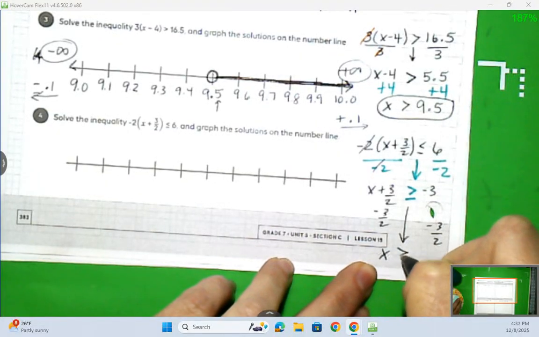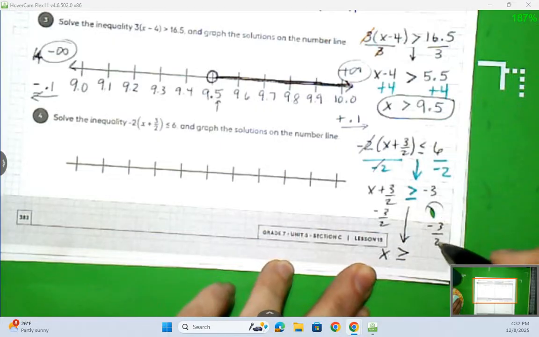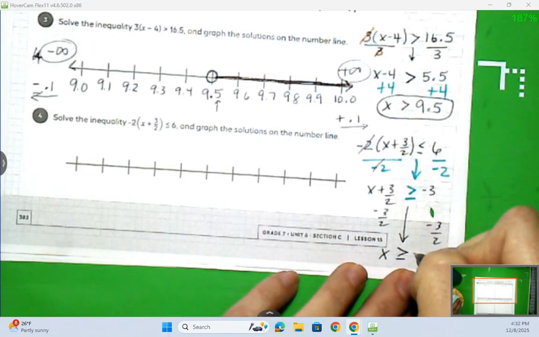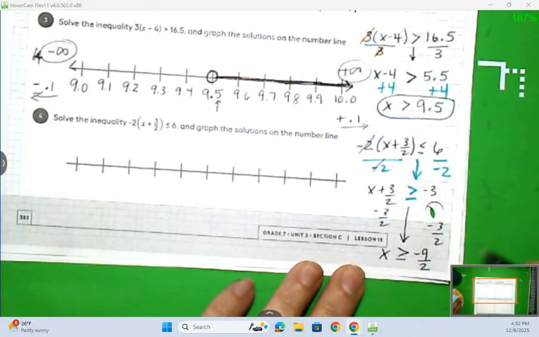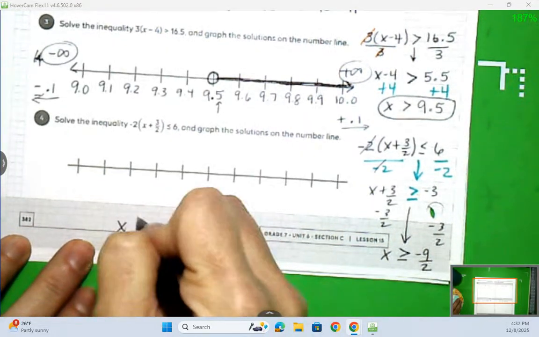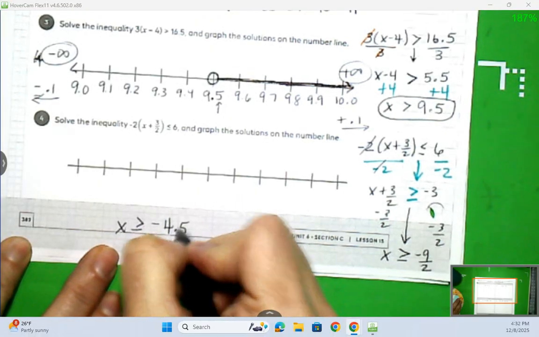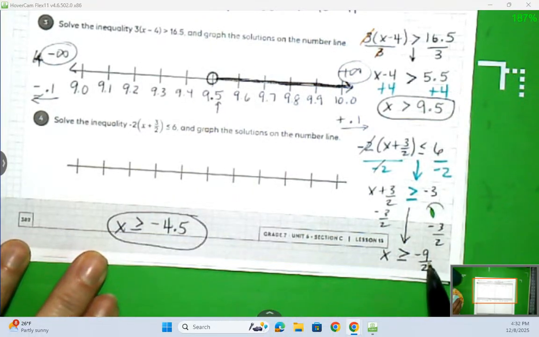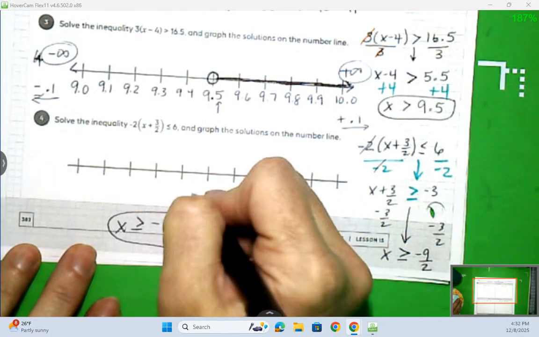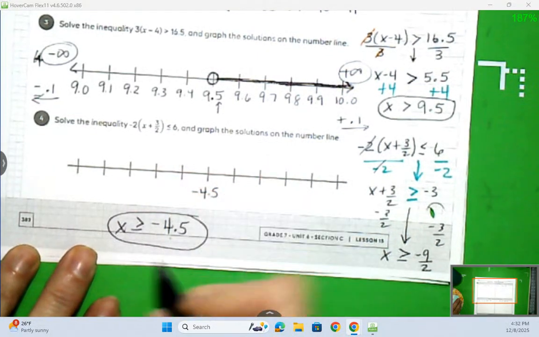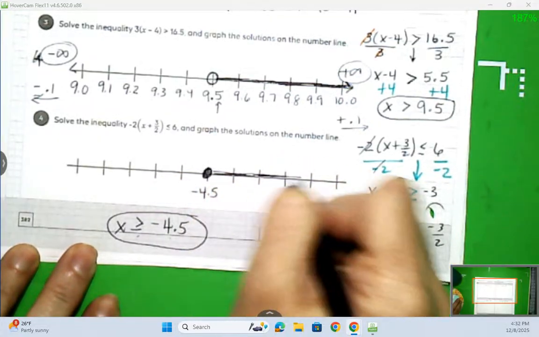X is greater than or equal to negative 3 minus 3 halves, which is negative 9 halves, which is x is greater than or equal to negative 4.5. Or you can leave it in halves if you want to do fractions on your number line. I'm going to do the decimal. I'm going to have negative 4.5 in the center here. I do have that equal sign, so I'm going to be shading it in. Greater than means shading to the right.